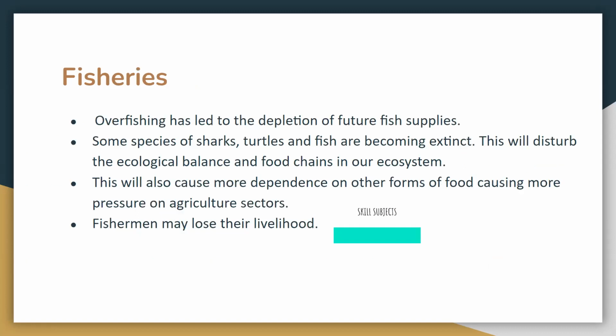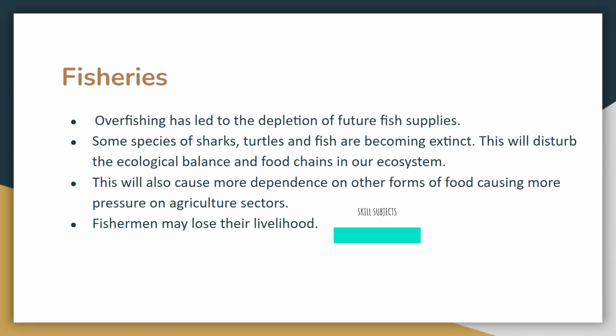Next is fisheries. Fisheries is another sector, which is a huge sector in our country, because if you see India on the world map, you would find that the bottom half of the country is surrounded by water. The fishes live in water, and this is a huge industry. So overfishing has led to the depletion of future fish supplies.